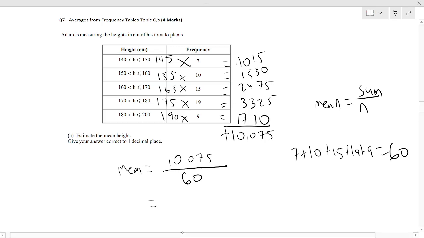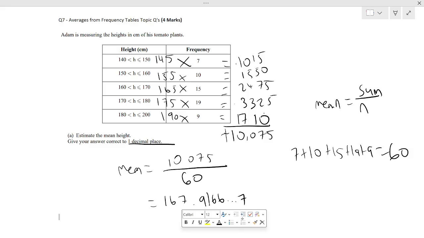Okay, so therefore the mean will be 10,075 divided by 60. And that'll be 167.9166 and so on, 7. And it says one decimal place, so it's going to be the 9 here. And therefore the 1 is not less than 5, so it will remain 167.9. And that being centimeters, to one decimal place.